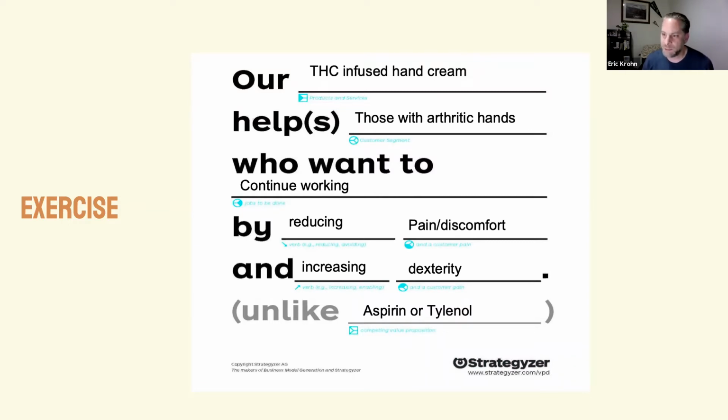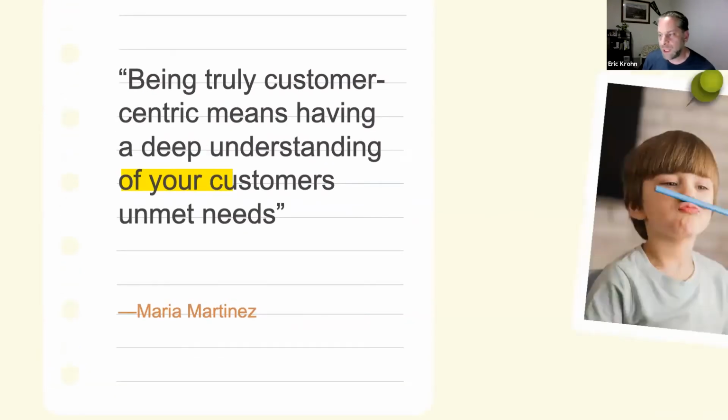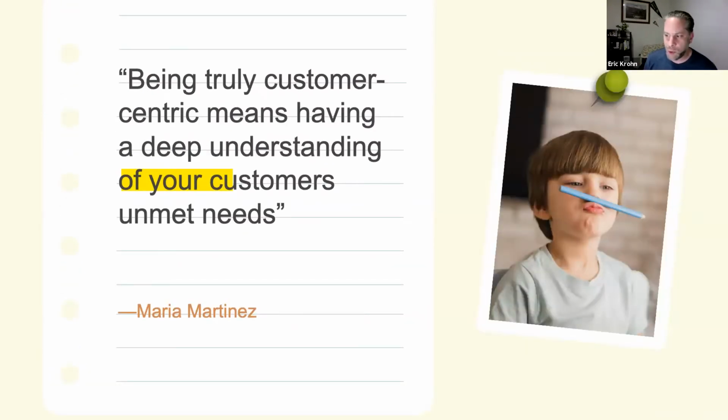And the reason I like this is because perhaps if I made this THC infused hand cream, we might think, oh, everybody would want to use this. But no, I chose a specific market segment that has a desire for something that can help them keep working. Because you know what? When people get to continue working, they feel good. They have meaning. It's something they want to do, and they don't want age to stop them from that. And I can prevent those sort of negative emotions in my customers by providing them what they desire, THC infused hand cream. And so this is what I'm talking about when we say we really need to know our customers. So a great quote here from Maria: being truly customer centric means having a deep understanding of your customers' unmet needs.